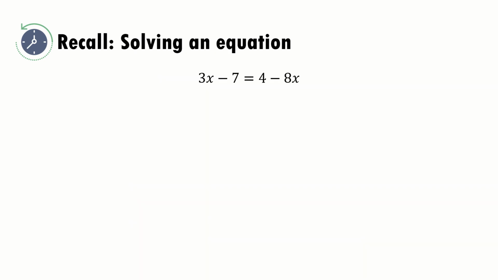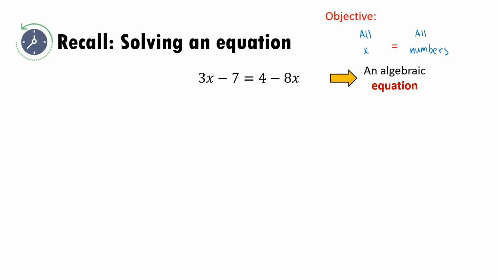Let us recall how to solve an equation. In this example, we have 3x minus 7 equals 4 minus 8x. This is what we call an algebraic equation, or more specifically, a linear equation. So in solving any equation, our objective is to always place all the terms involving x on one side of the equal sign. Usually I'll place them on the left, and all the other numbers on the right side of the equal sign.